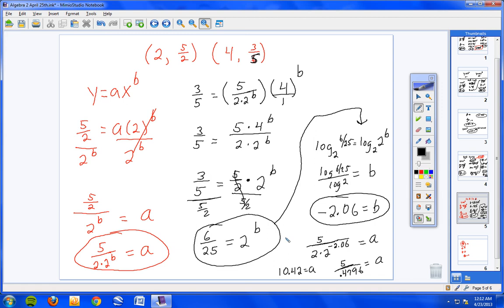Okay, now I know what a equals. I'm going to circle that in red. And now I know what b equals. I'm going to circle that in red. So I'm going to write my answer right up here in this big box. My answer would be y equals a, so that's 10.42, and then parentheses x. And then my b, my power, would be negative 2.06. So there you go. That's the end of the notes for the day.